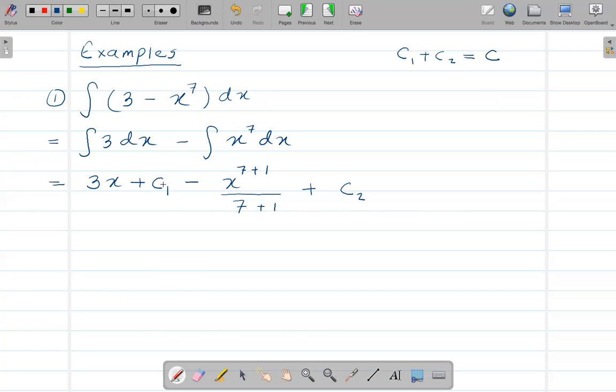That's why I said you don't have to write c1, c2 every time. You can just write plus C at the end, but you have to write plus C. Don't forget that. It's pretty important.